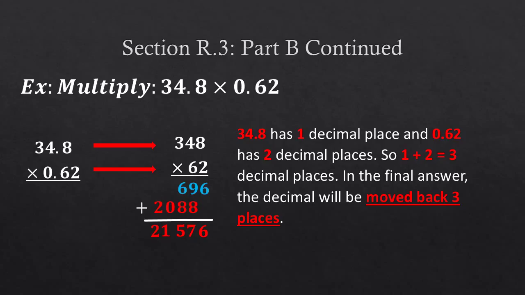34.8 had 1 decimal place and 0.62 had 2 decimal places, so 1 plus 2 equals 3 decimal places. In the final answer, the decimal will be moved back 3 places. So therefore, your answer is 21.576.